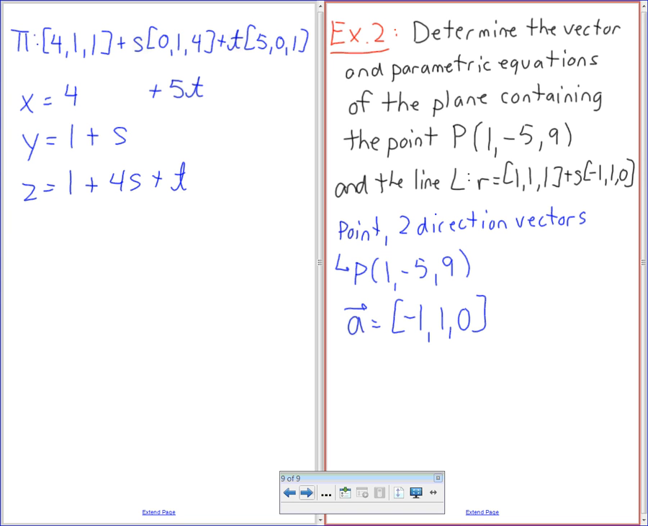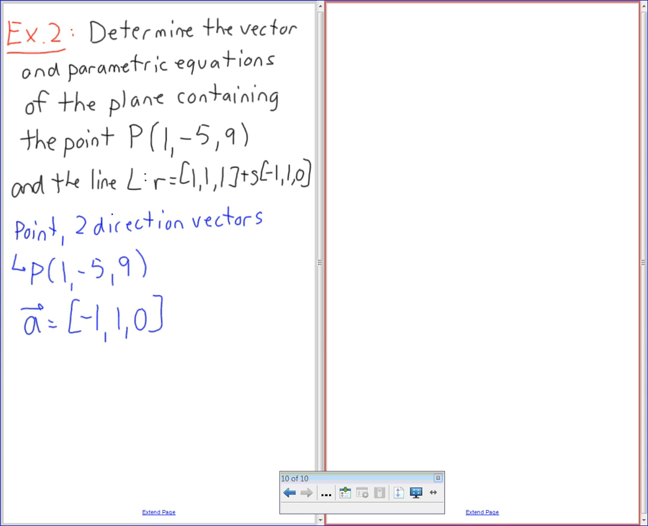Now, how am I going to get someone other than Michael here? How am I going to get my second direction vector? Good, you do got to pick a point on the line. Luckily for us, we've been given a point on the line. What is the point on the line that we're going to use? Yeah, Jeff? 1, 1, 1. Okay. So we're going to make vector B is going to be 1 minus 1, 1 minus -5, and 1 minus 9.